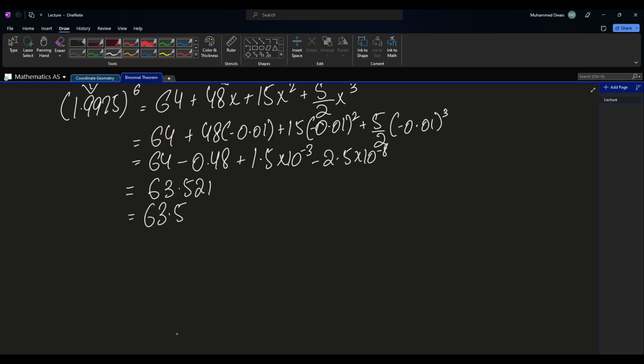Now then, one more thing. If you just want to check if your answer is correct, you can input this into your calculator and see if the answer you get in your calculator matches with this. If it does, then you are correct. Okay. So this was the chapter of binomial theorem. We are done with this chapter.